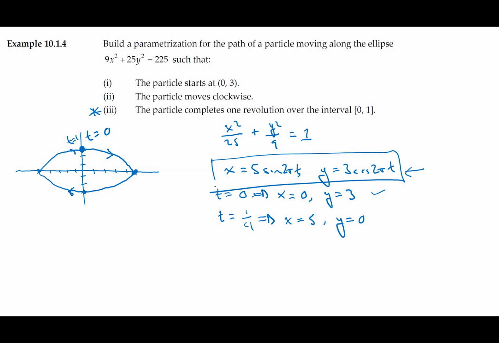Notice how I built it. I thought about where I start and which combination of sine or cosine as x or y would place me in that starting point. I then verified the direction. After that, I adjusted the speed so that it went around on the interval 0 to 1 as opposed to 0 to 2 pi. Okay.